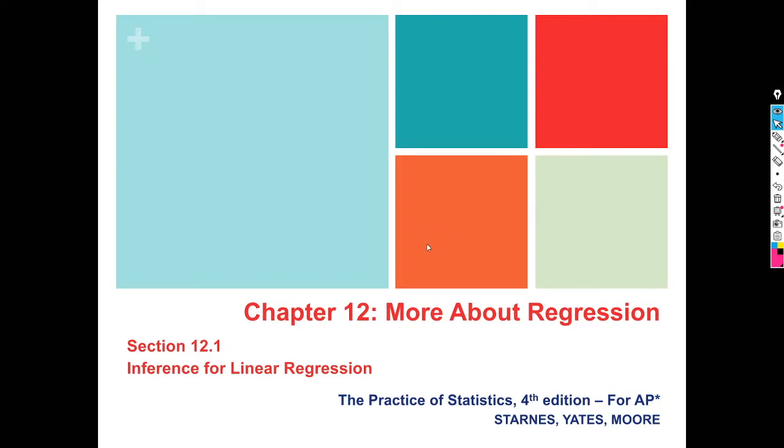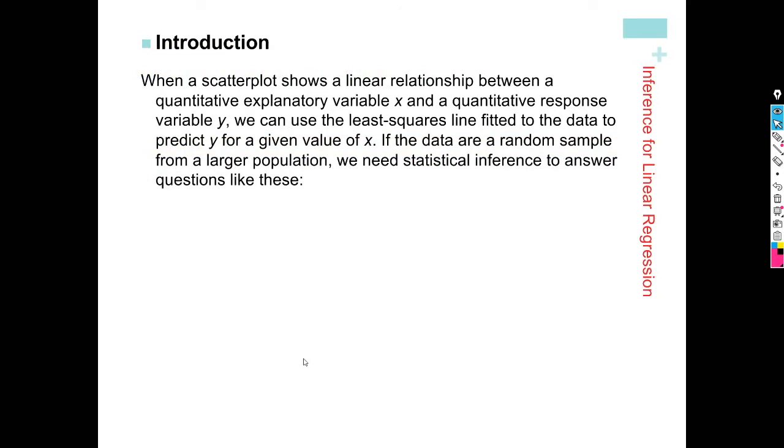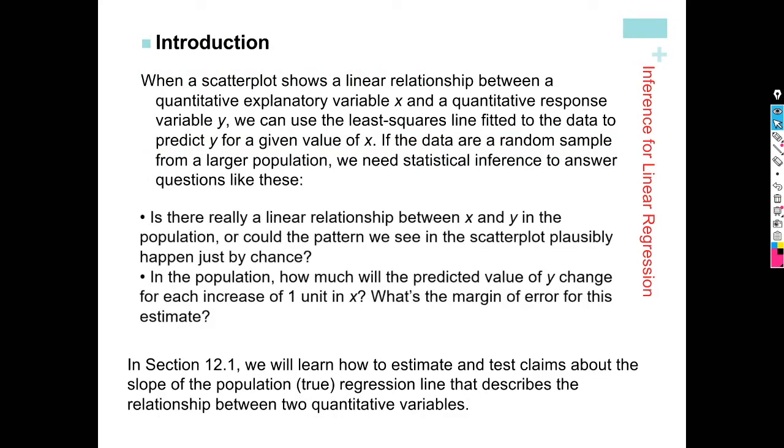Section 1 is about inference for linear regression, which means that this is a new set of confidence intervals and hypothesis tests for regression lines. And so the questions that we're asking are, is it really a linear relationship between the variables? And what is our actual estimate for what the actual slope is? Because we have this data over here that we can use to make predictions of what the slope might be, but what is the actual population parameter? And that's going to involve a confidence interval.